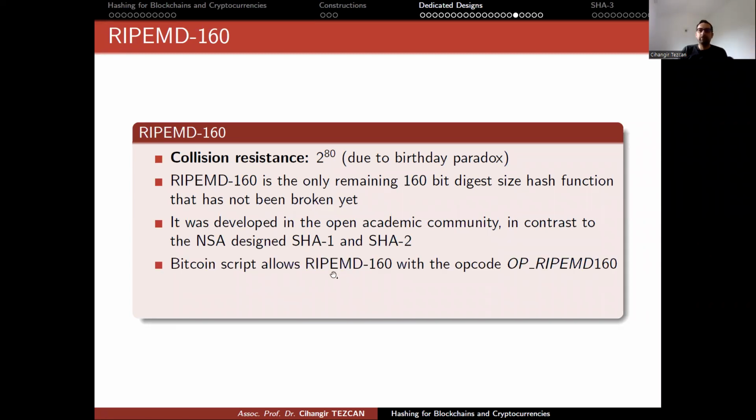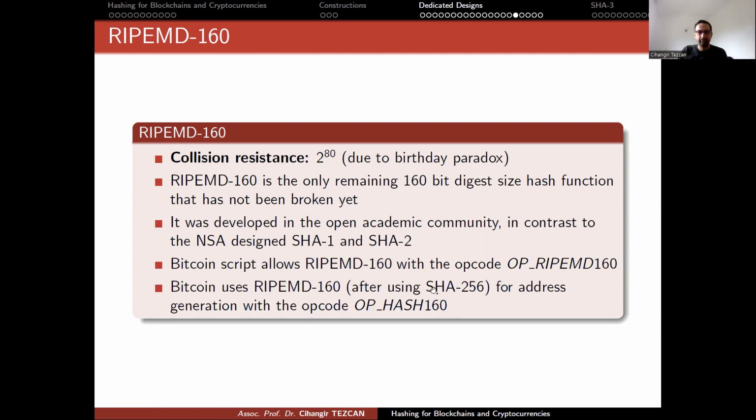It was developed in the open academic community in contrast to the NSA-designed SHA1 and SHA2. And Bitcoin script allows RIPEMD-160 with the opcode OP_RIPEMD160. And actually, this is how you create Bitcoin addresses at the end.